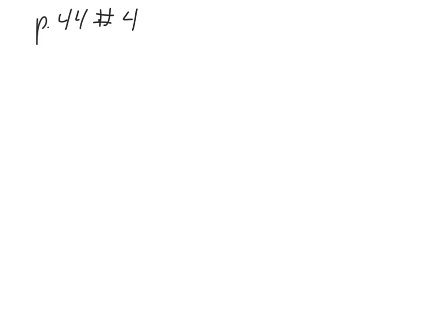In this example, we'll take a look at page 44, number 4 in the textbook. It says Simpson drives his car with an average velocity of 48.0 kilometers per hour to the east. So I'm going to write this down. V average equals 48.0 kilometers per hour east.